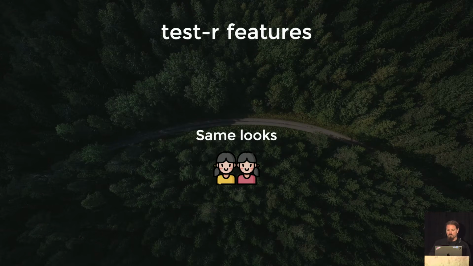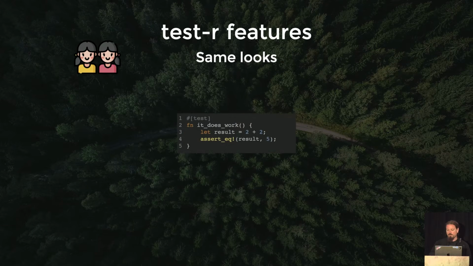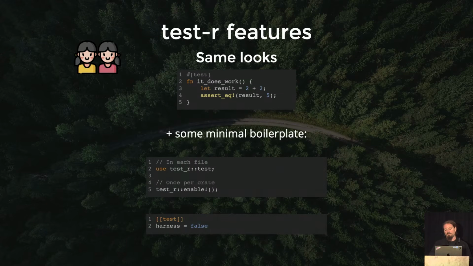First of all, it really has the same looks as the built-in test framework. So this is a Tester test, very similar to the one that we've seen in the beginning. Of course, it's not 100% true. There is some boilerplate you have to do. In each file where you are using Tester, you have to import Tester's own test attribute macro. And once in every crate, you have to run this other macro. And you have to turn off the built-in test harness in your Cargo file. That's all.